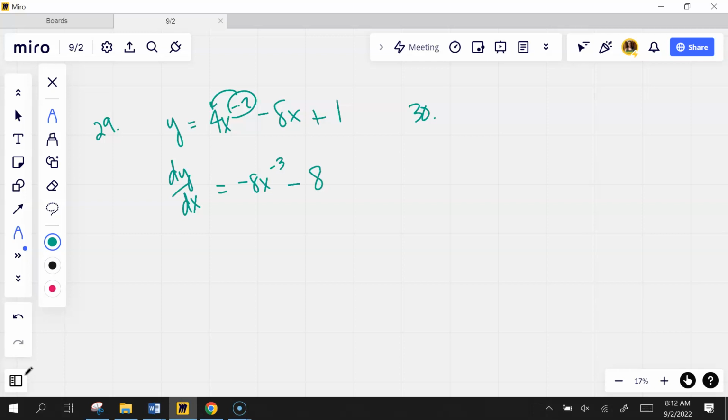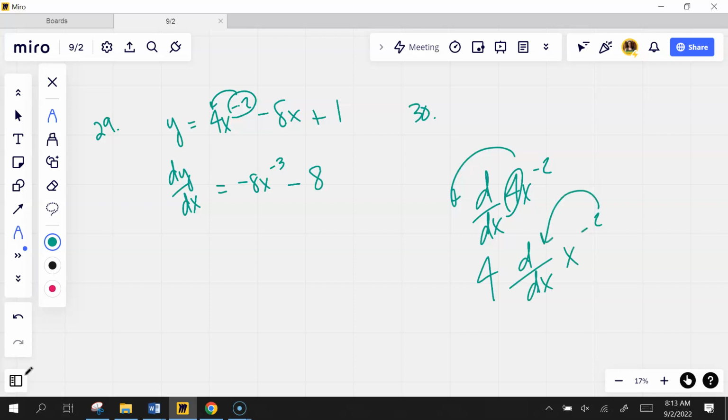So remember that rule I can do if I'm doing the derivative of 4x to the negative 2. I can bring that 4 outside. So 4 times the derivative of x to the negative 2. So then it's negative 2 in front, and then subtract 1 from the exponent.